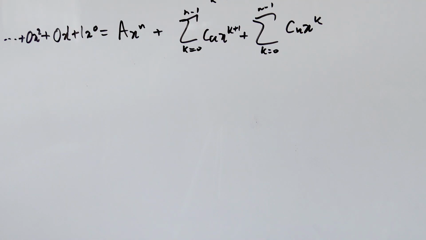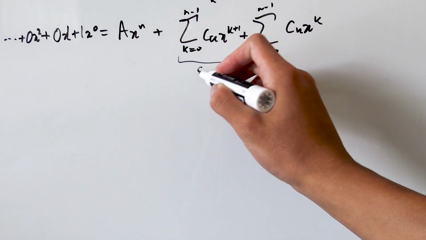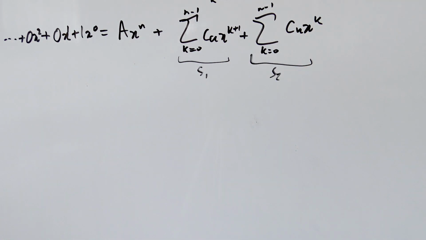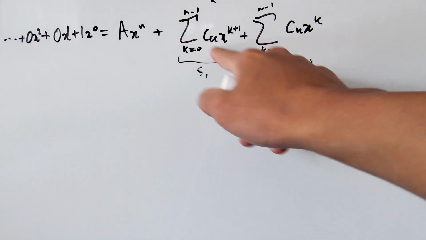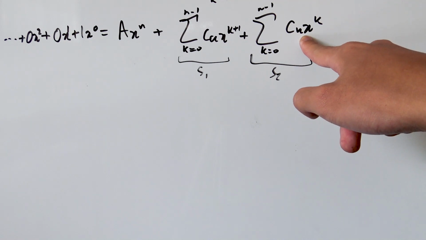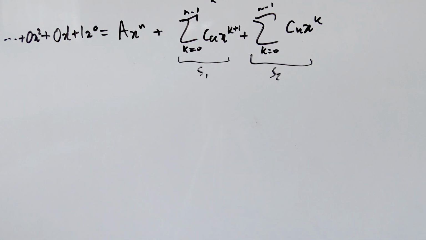Alright, so now we can start mucking around with our constants. First of all, let's call these two sums S1 and S2 respectively, just so we don't have to write them out again later. Our goal is to find all of our constants, so all of our ck values here, and also this extra a here. The problem is we want to equate all of our coefficients, but these coefficients match up with different powers of x across these two different sums, and we want to find some kind of way to compare all of them.